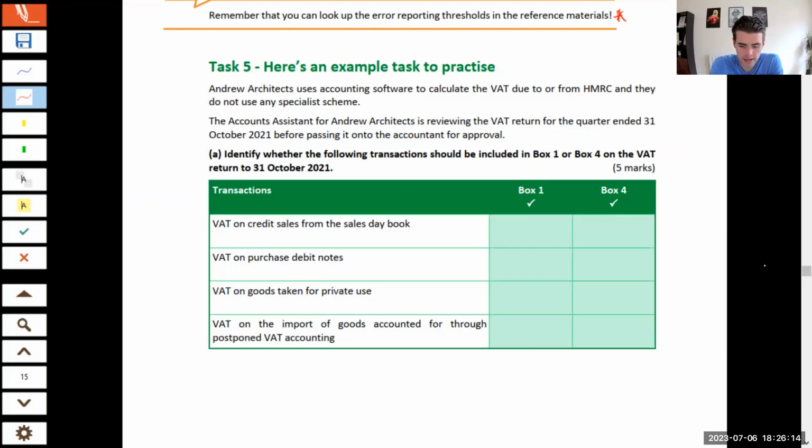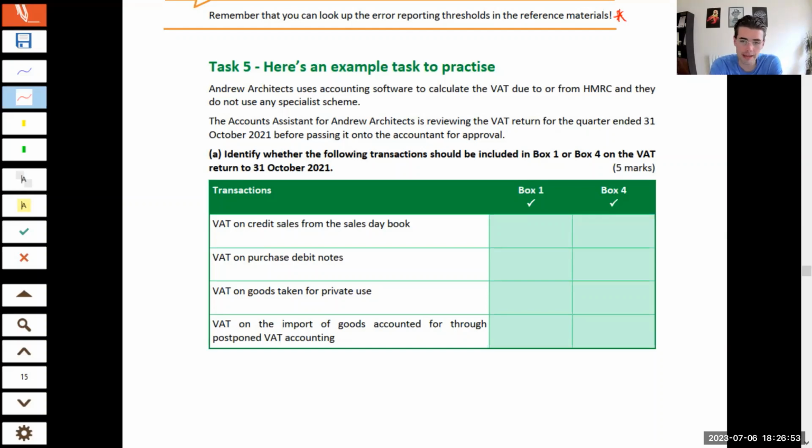Identify whether the following transactions should be included in box 1 or box 4 on the VAT return to October the 31st. Now, the reference material will not tell you what goes in every single box. It's worth making a note of these things yourselves, okay? As we just did at the end of task 4, box 1 is VAT due on sales, but there are a couple of other things that can go in there as well, as we'll see in a second. And equally, box 4 was VAT reclaimed on purchases. So just make sure you are comfortable.